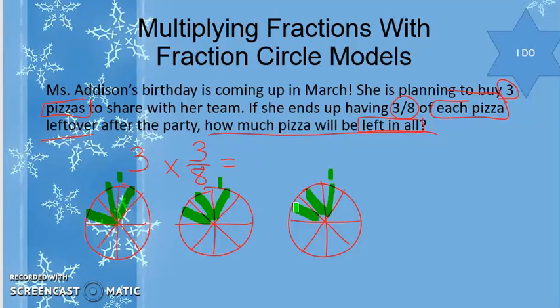So 9/8 in all. Okay, so this is going to be equal to 9/8. And if we want to simplify it, we can say that that equals 1 1/8 pizzas that are left over. And I was able to get the mixed number, the 1 1/8, by asking myself how many times does 8 go into 9? We know it's 1 time with 1/8 left over.